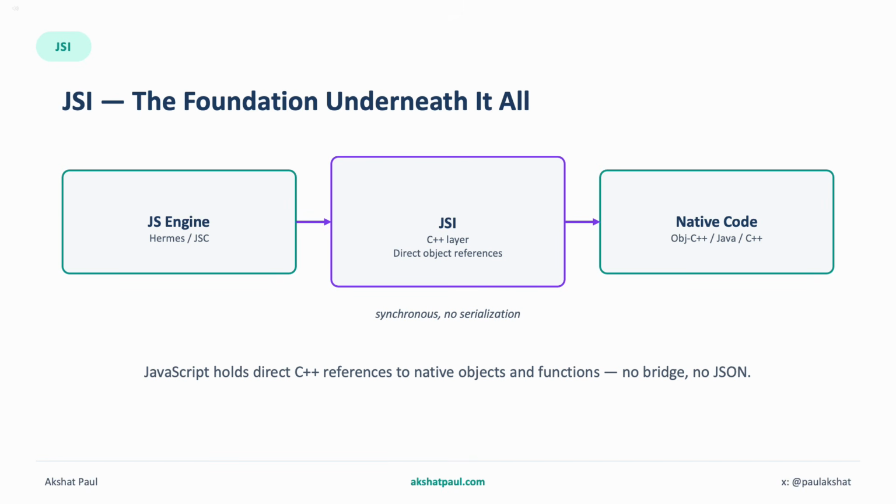So what actually is JSI? JSI stands for JavaScript Interface, and it's a lightweight C++ layer that sits right inside the JS engine. Hermes, JavaScript core, whatever you're running. Here's the key idea. Instead of JavaScript sending a message across a bridge and waiting for a response, JSI lets JavaScript hold an actual direct reference to a native C++ object or function. That means calls can happen synchronously, immediately, with zero JSON serialization in between. This one architectural change is what makes everything else, turbo modules, Fabric, possible. JSI isn't a feature you use directly most of the time. It's the plumbing everything else builds on.